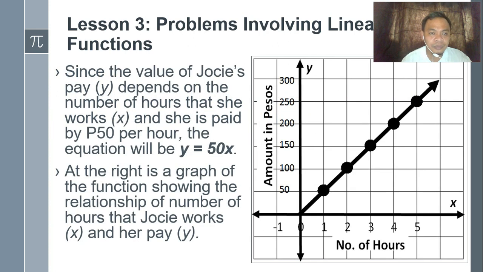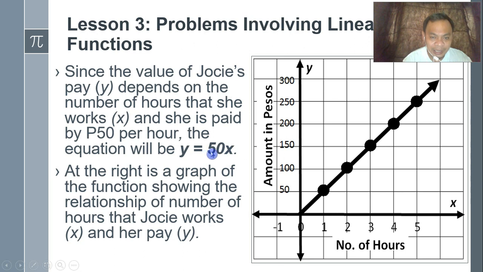Now, since the value of Josie's pay, Y, diba? Yung kanyang sahod, depends on the number of hours that she worked. Di ba? Nakadepende yung sahod niya kung ilang oras po siya nagtatrabaho. And she is paid by 50 pesos per hour. The equation will be, di ba? Kasi hinahanap din po natin yung equation. Okay, since 50 pesos per hour yung sahod niya, tapos si Y is dependent. Di ba? Nagdepende po siya kung ilang oras nagtatrabaho si Josie. So, ang ating equation ay Y is equal to 50 times X.